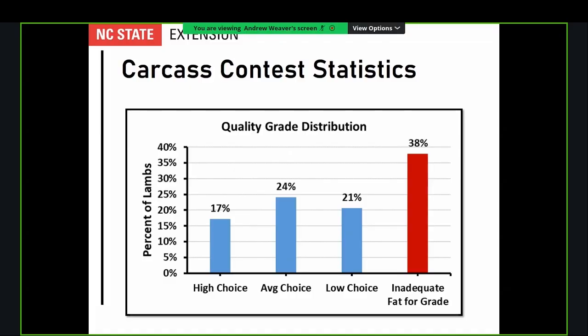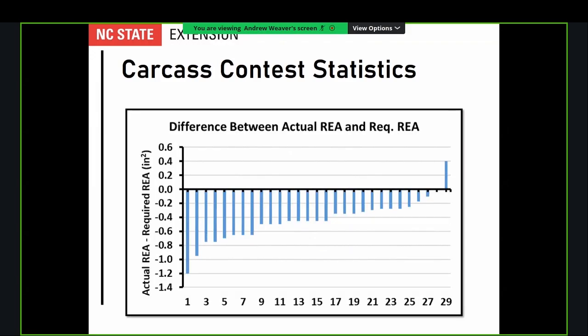And then by adding a little bit of external fat, by adding a little bit of maturity to those animals, we would have also probably seen a favorable shift in the quality grade distribution here. We probably would have seen more carcasses in the high choice category, the average choice category. Potential would have existed to even get maybe some lambs up into the prime category, and we would have had a lot more that would have been eligible for grading, having greater than 1/10 of an inch of back fat.